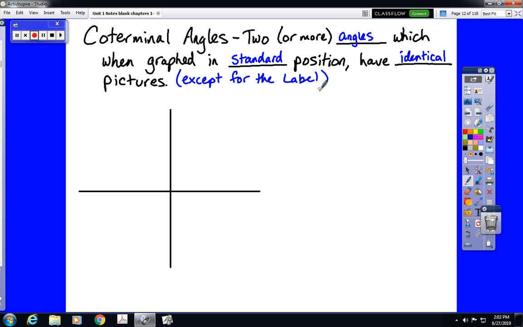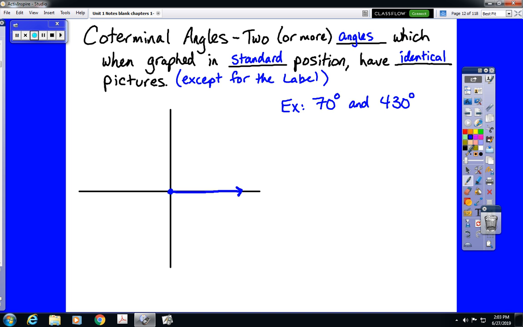So for example, let's look at 70 degrees and 430 degrees. Well, in either case, we're still going to start with our vertex at the origin and our initial side on the positive x-axis.